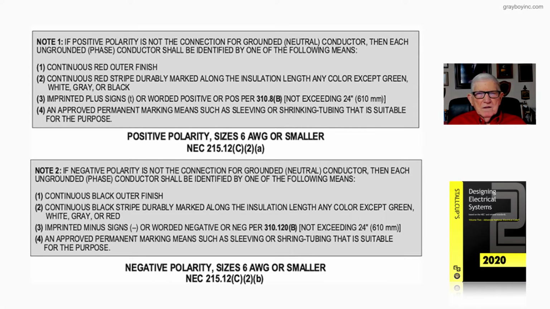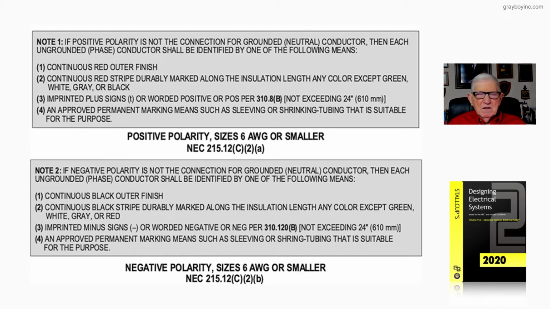Now let's look at the information that needs to go with our figure 15-16. But notice note 1 talks about positive polarity, and basically speaking, it has to be marked. I should say the conductors of the positive polarity have to be marked with a continuous outer red finish.